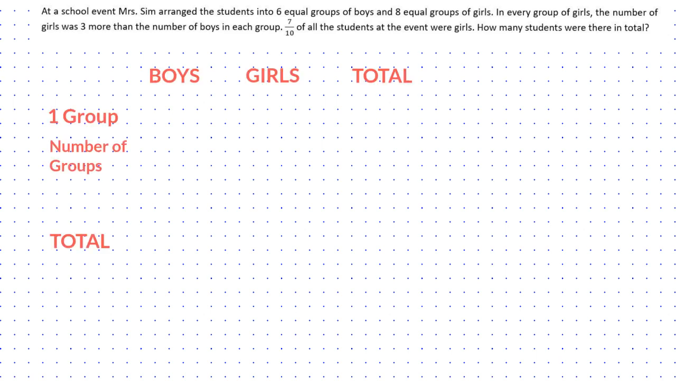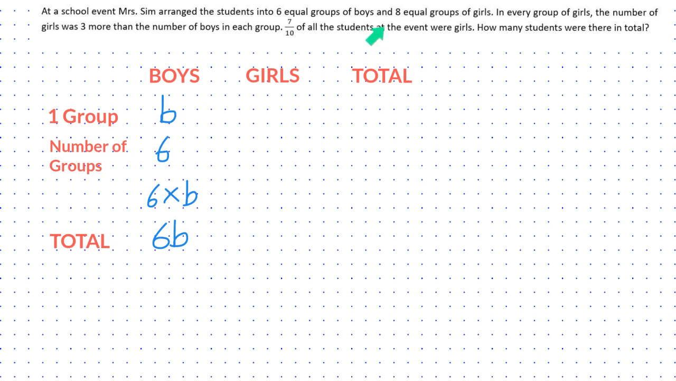Okay, so next, let's put all the information that has been given to us in this table here. It says there are 6 equal groups of boys. Since we are not given the number of boys in one group, let's just say that there are B boys in one group. And there are 6 such groups. So 6 times B would be 6B. So in total, there are 6B boys at the school event.